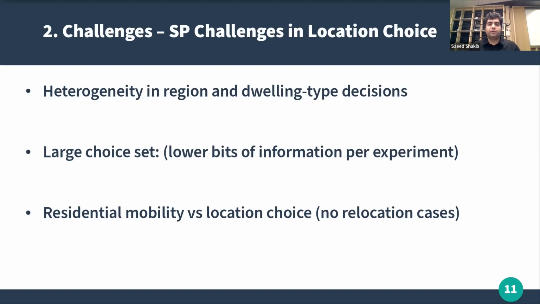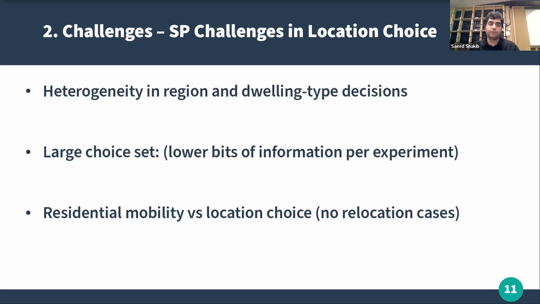This usually gets addressed if this wasn't about location choice, and let's say it was about travel mode choice. This is usually not a problem because we end up having all of the mode choices in the choice step in the experiment design, and that person at the time of making choices is choosing between all of the options.